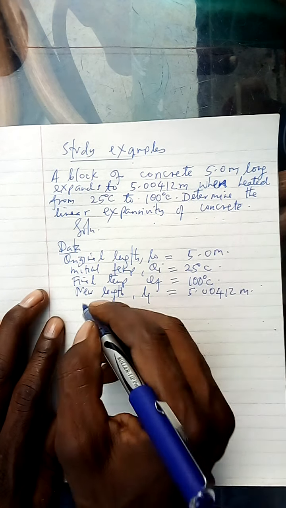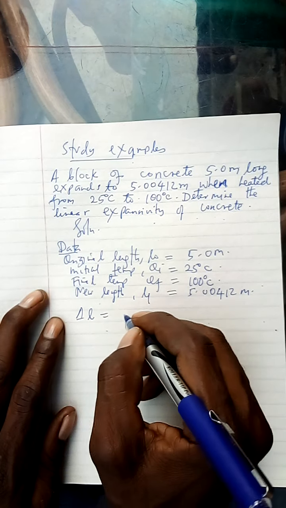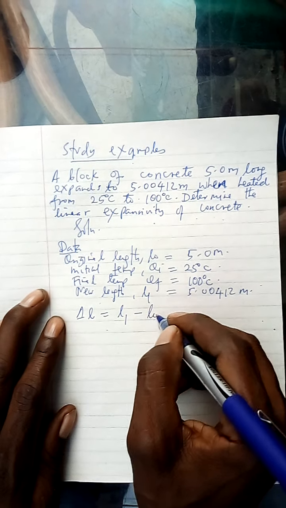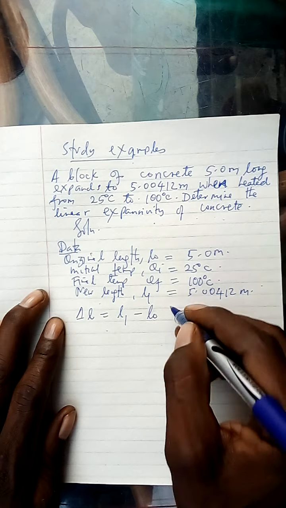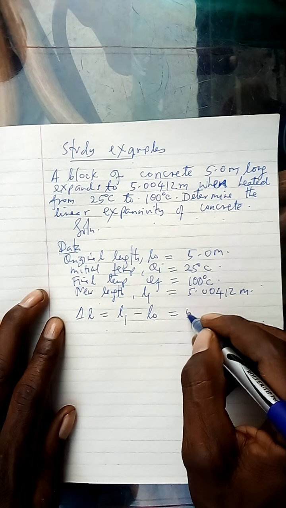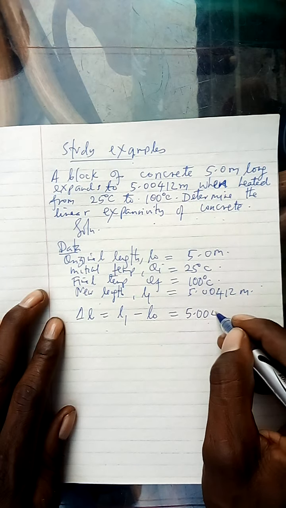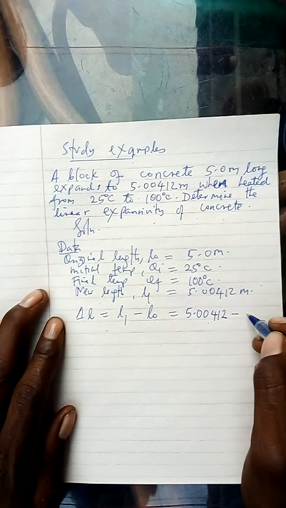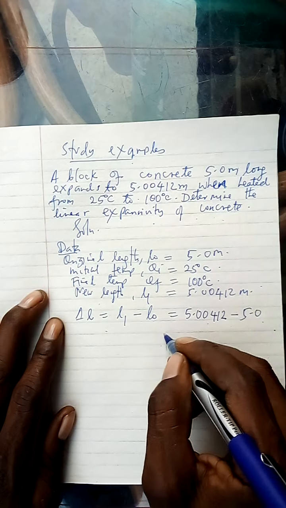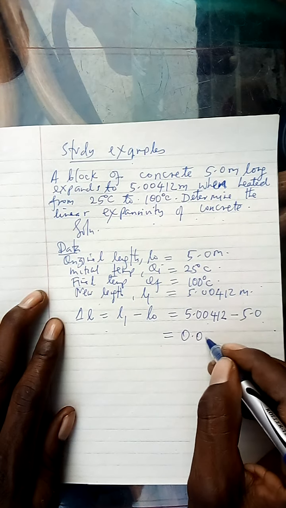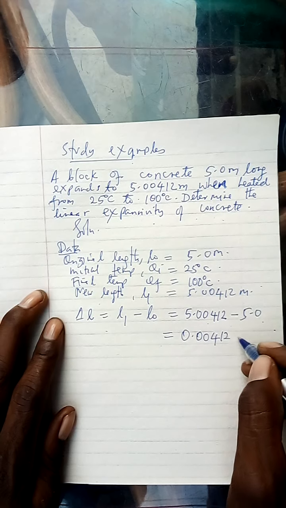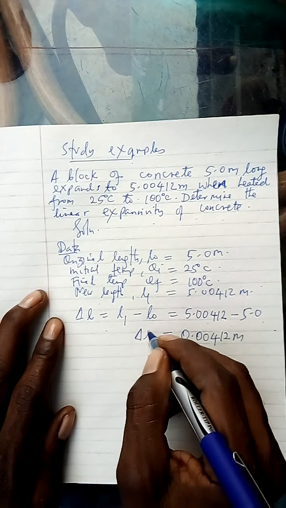Therefore, from here, the change in length is equal to the new length minus the original length. That is 5.00412 minus 5.0, which gives 0.00412 meter. That is the change in length.